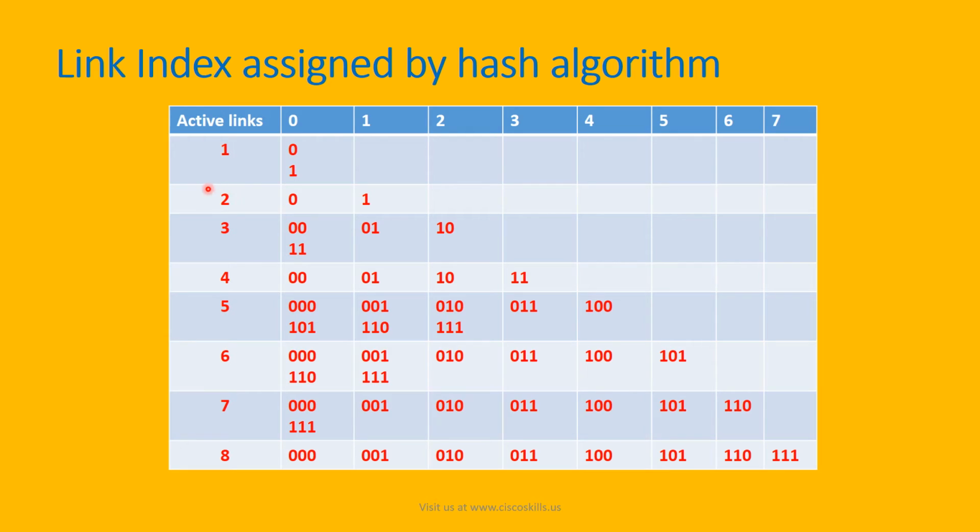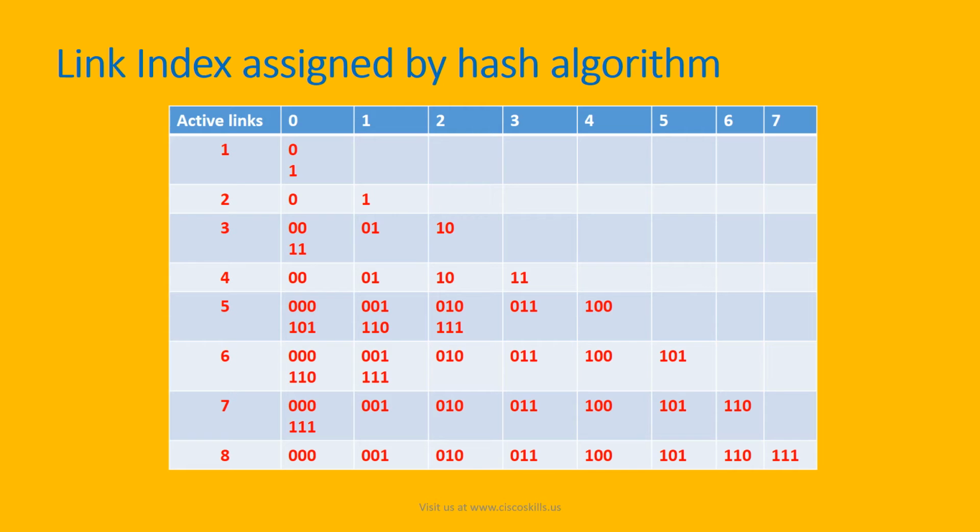Now if we have two active links, it also requires 1 bit. After the XOR or the bit operation, if the value is 0, link 0 will be used. And if the value is 1, link 1 will be used.